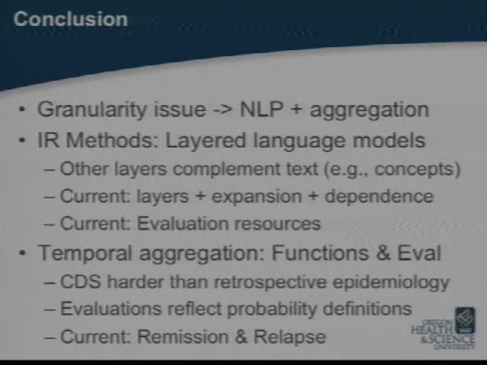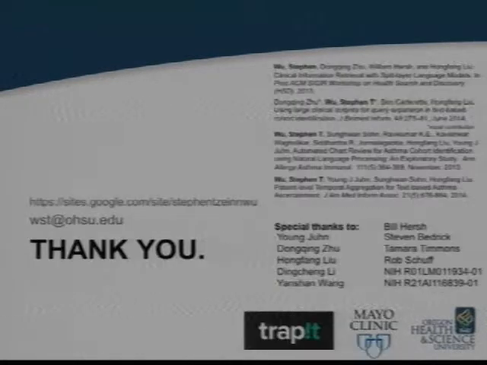Also, we've looked today at temporal aggregation. We've seen some interesting functions of ways that you can aggregate data. We've seen that the clinical decision support setting, where you're looking at every step of the way, might be a little bit harder than retrospective epidemiology. We saw that some of the results reflected the way that the probability distributions and the aggregation methods were designed. And there's current work going on looking at things like remission and relapse and other ways to define these kinds of things probabilistically. Okay, so that's it for today.